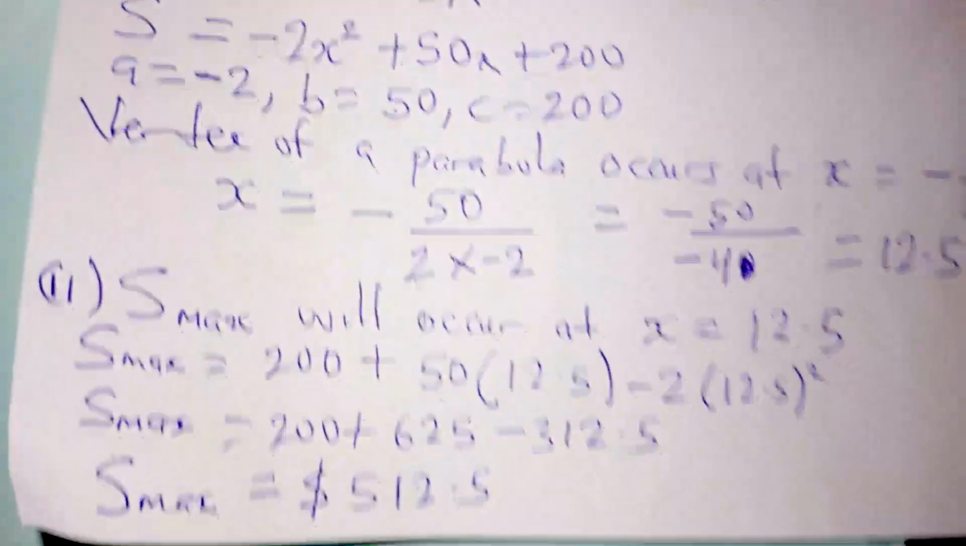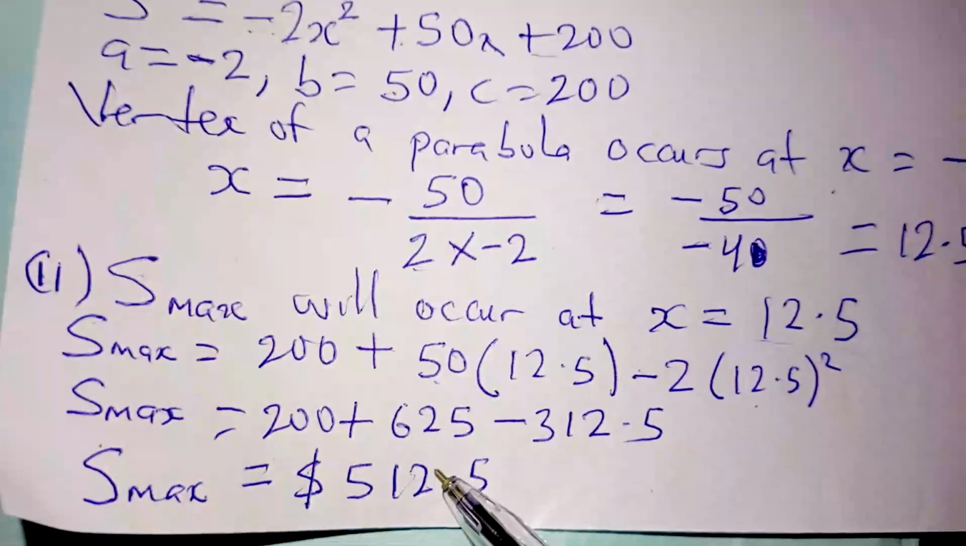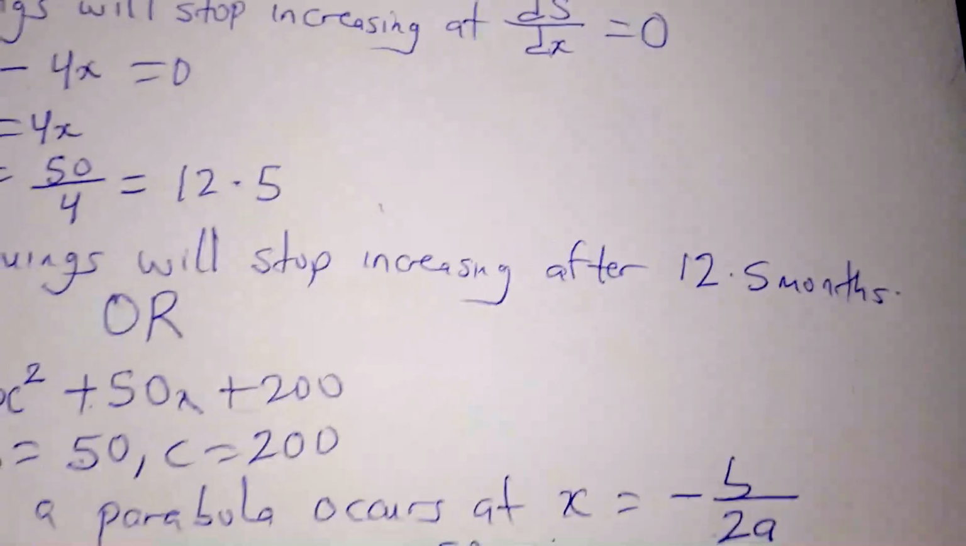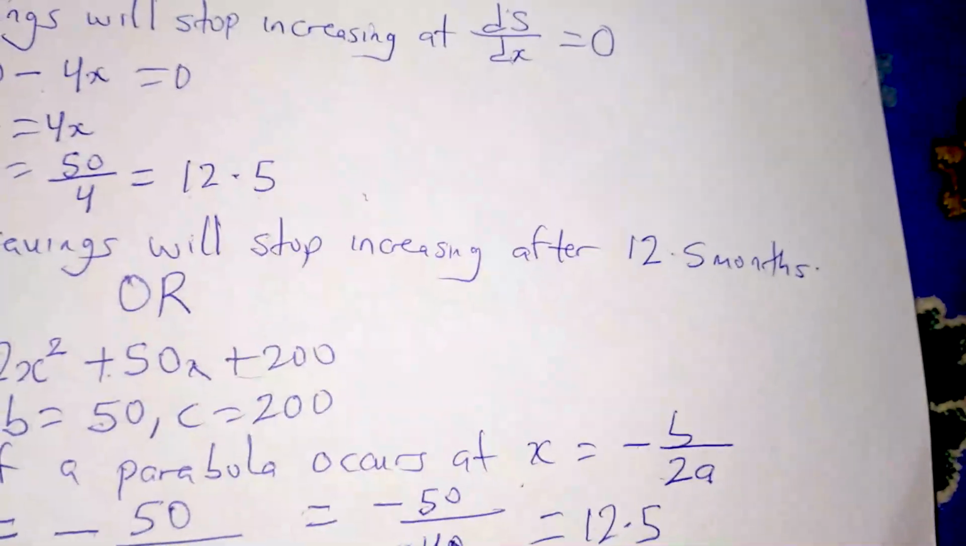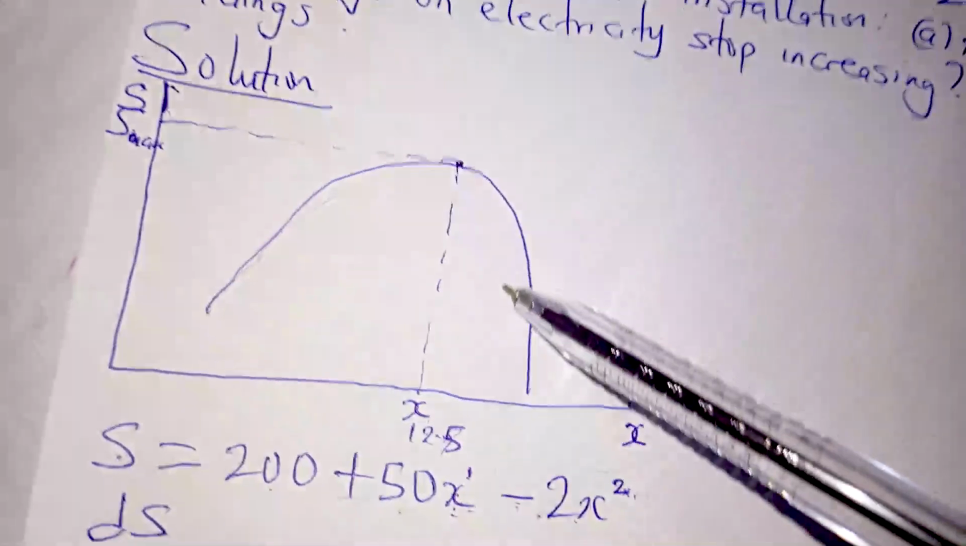Remember, you are told that the savings is in dollars. So this is the maximum savings you can have from that model, and that maximum savings occurs at what month? It occurs at 12 and a half months. So after 12 and a half months, the company savings will start dropping again.